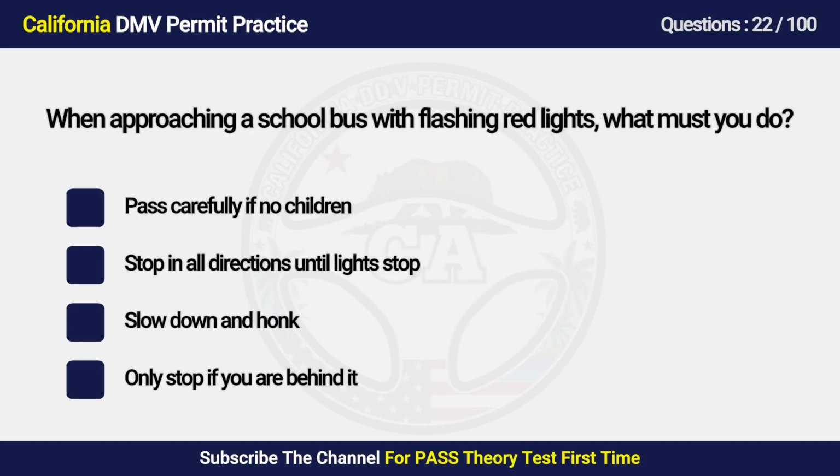Question 22. When approaching a school bus with flashing red lights, what must you do? A. Pass carefully if no children. B. Stop in all directions until lights stop. C. Slow down and honk. D. Only stop if you are behind it.